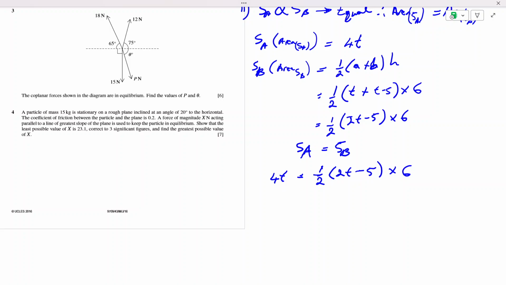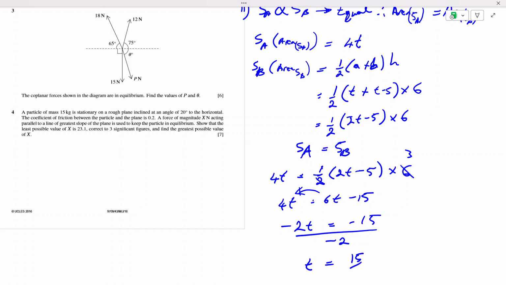Multiply that across the side, multiply that by 3. I'm going to multiply 3 in, and 4t is equal to 6t minus 15. Take that to the other side, get negative 2t is equal to negative 15. Divided by negative 2, time is going to be equal to 15 over 2, which is also the same as 7.5 seconds.